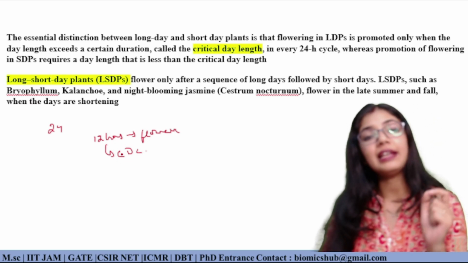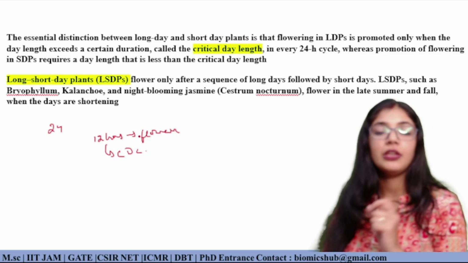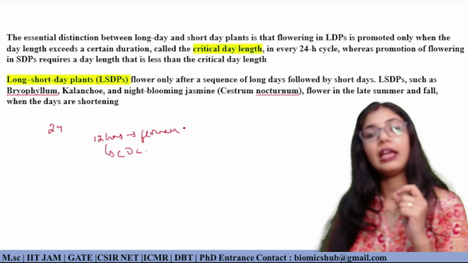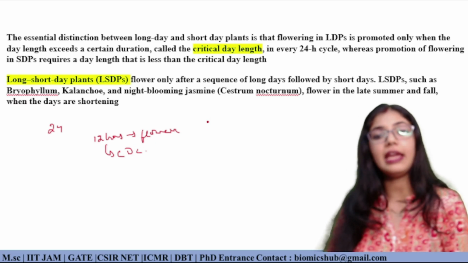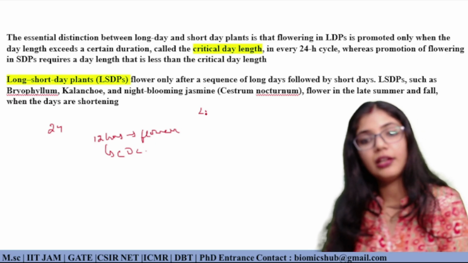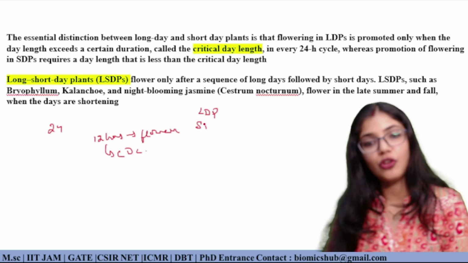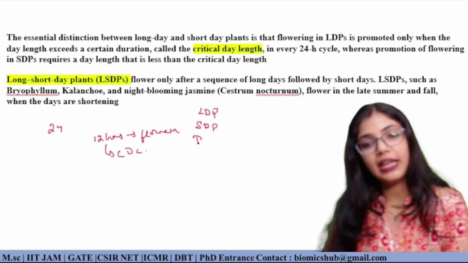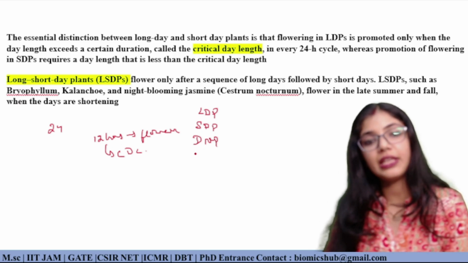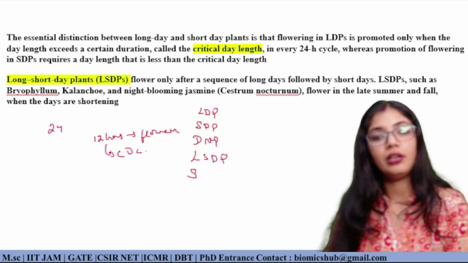So different plants have different critical day lengths. According to day length, they are divided into 5 types. First is a long day plant. Next is a short day plant. Next is a day neutral plant. Next is a long short day plant. Next is the short long day plant.